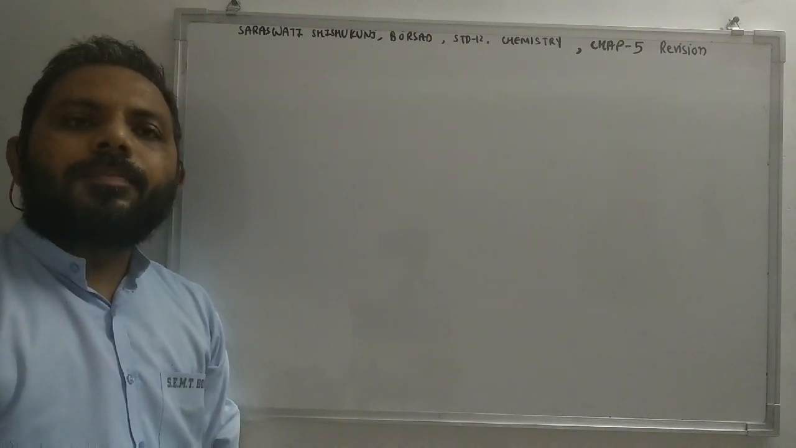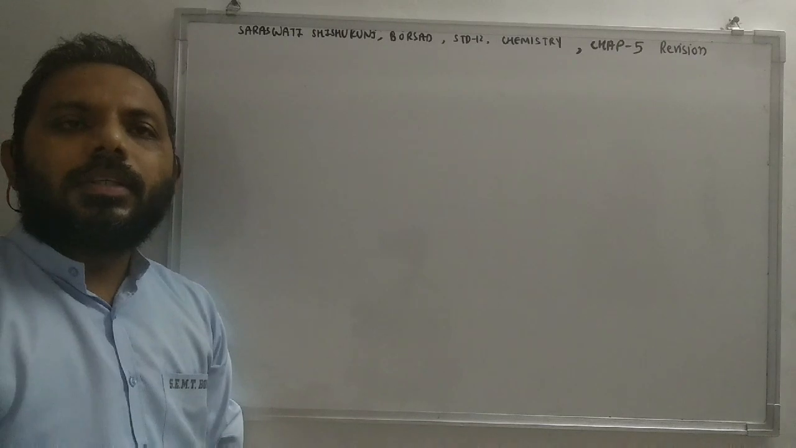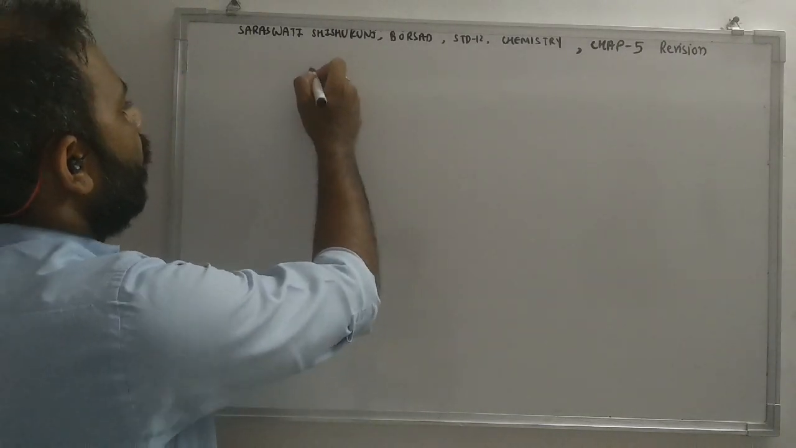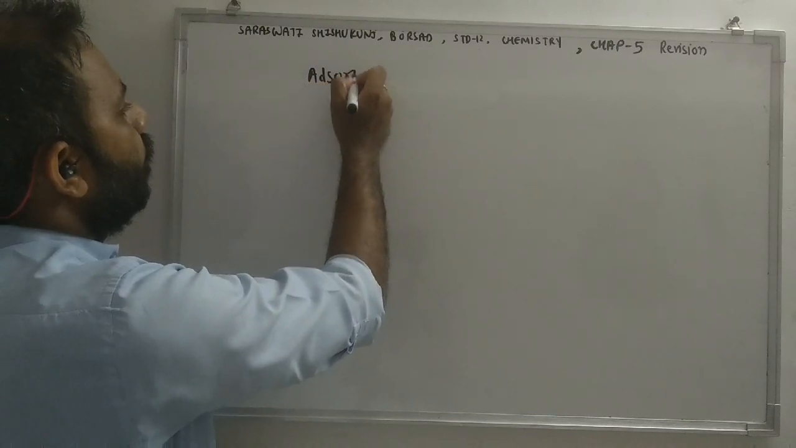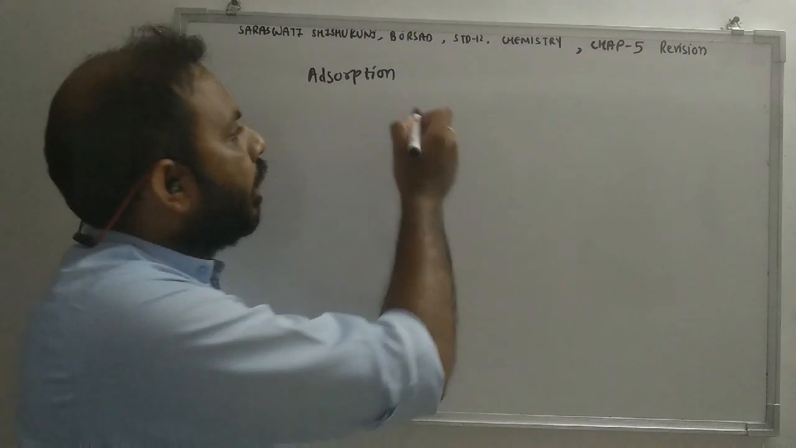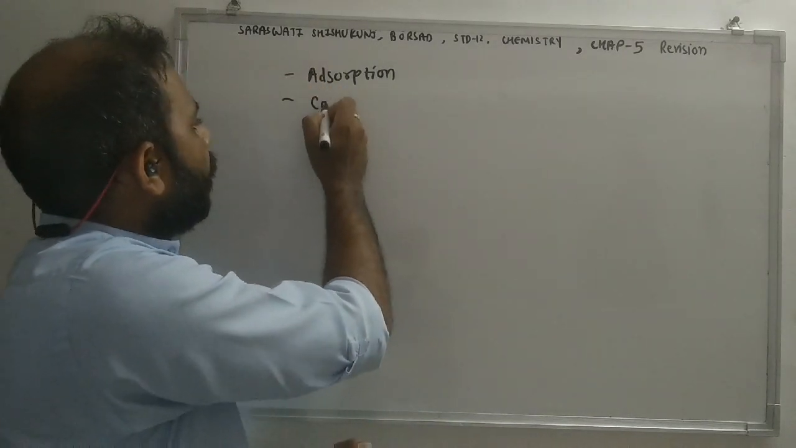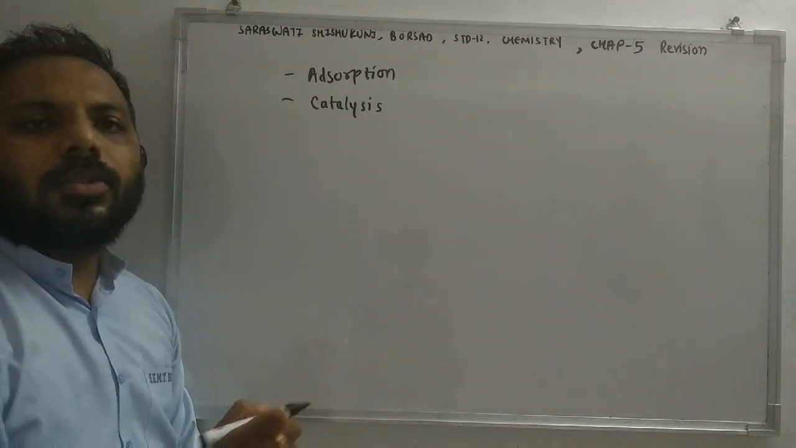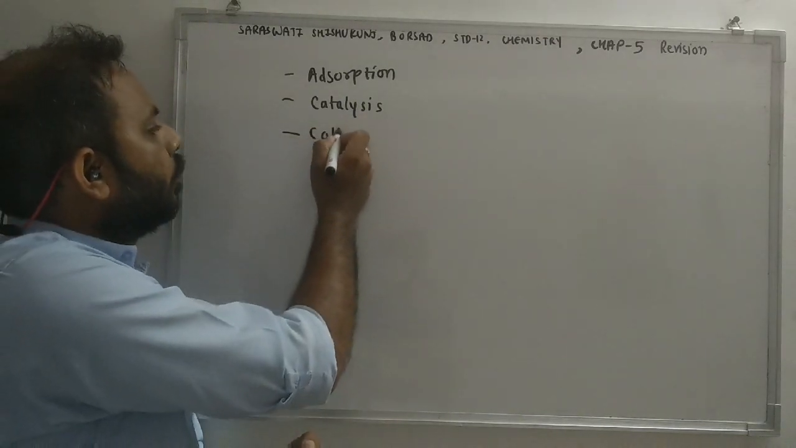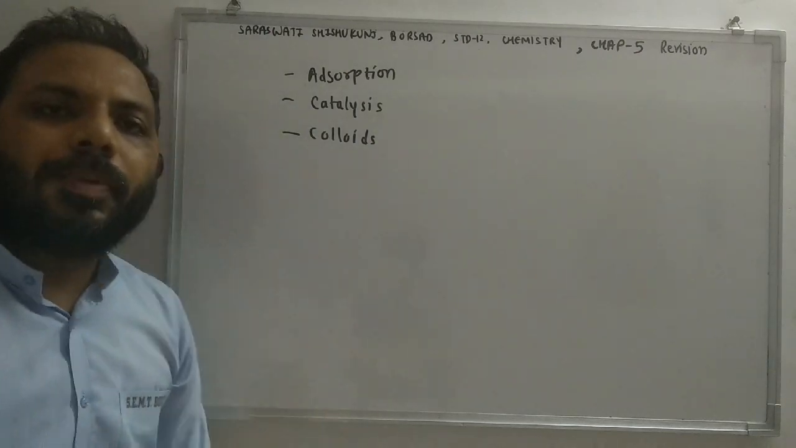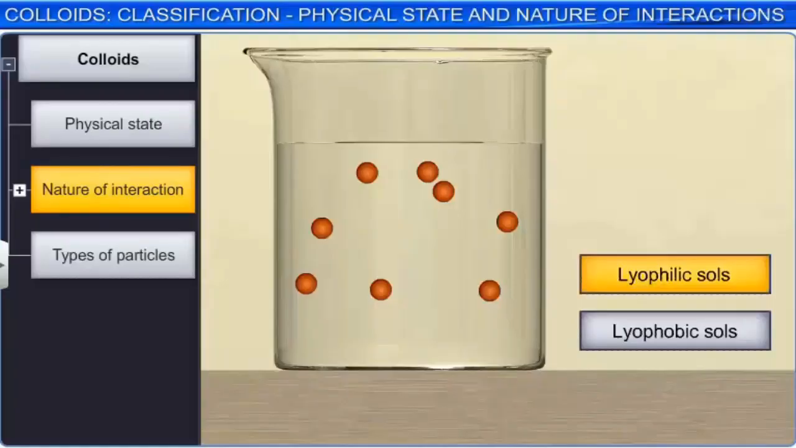This chapter mainly deals with three important topics. First is adsorption. Second one is catalysis, and third one is colloids. So these are the main important topics of this chapter. And lyophobic salts.